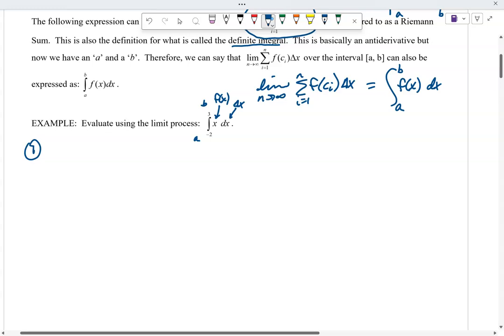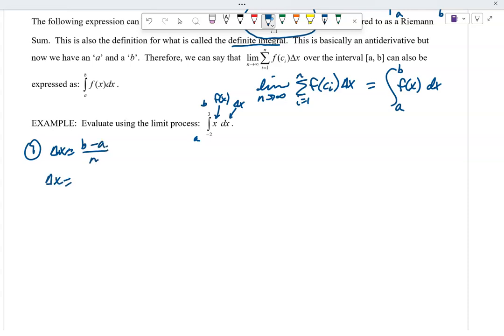Number one, what we did was we said, first let's find the width of the rectangle. Let's go b minus a over n. So delta x would be, b here is the 3, 3 minus the -2 all over n. So we got our delta x. Our width here is 5 over n.